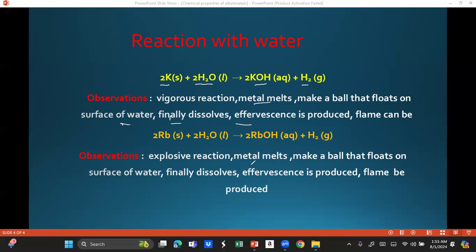You can see this. In both cases, it makes a ball, floats, and finally dissolves. You can see effervescence is produced. So these are some common observations. A flame can be produced. It catches flame. In case of rubidium, it will catch fire. Hope you understand. These reactions are applicable to all the metals of group 1. Hope you understand.